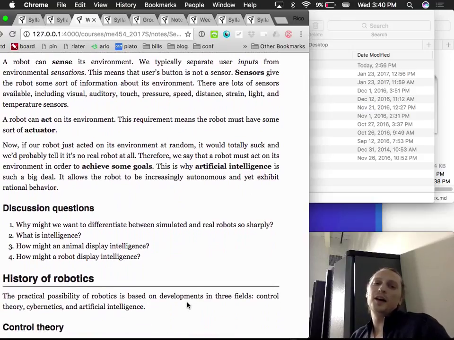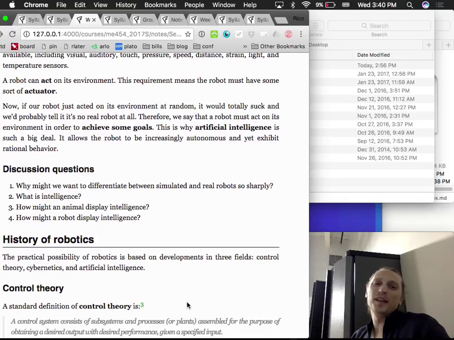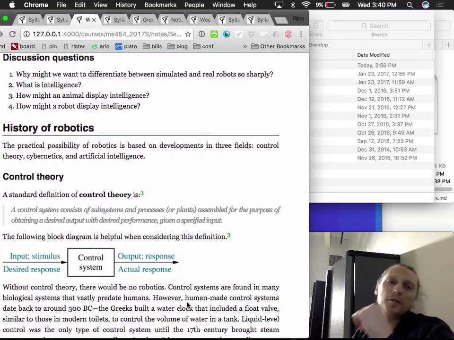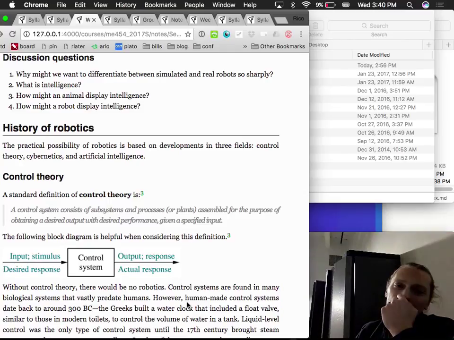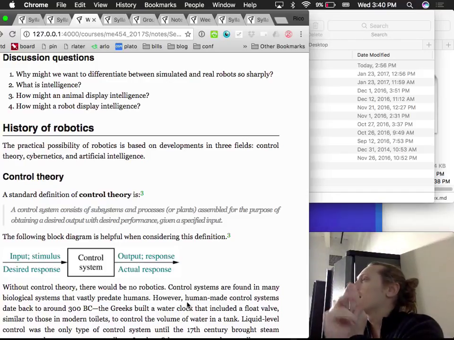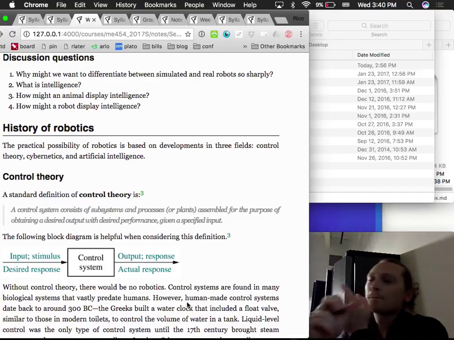So I think we talked about how an animal might display intelligence, and we probably covered how a robot might display intelligence. So let's get into the history of robotics. The practical possibility of robotics is based on developments in 3 fields: controls, so control theory, cybernetics, and AI, artificial intelligence, okay?